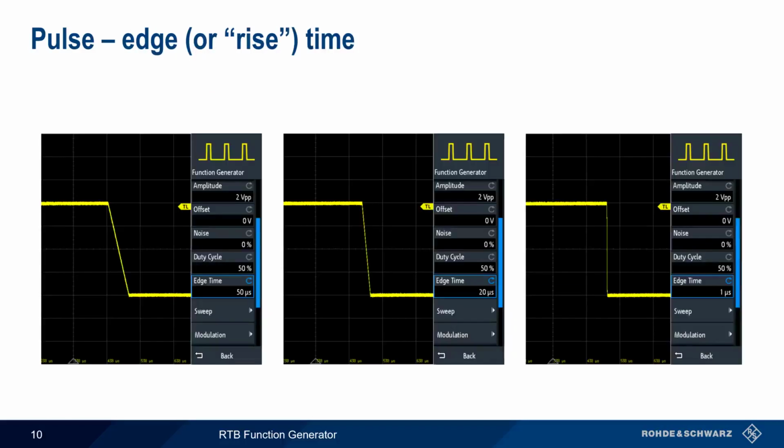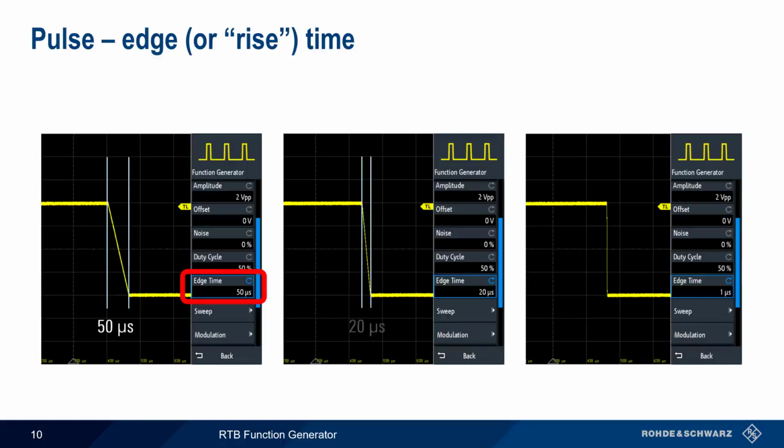The second important pulse signal parameter is edge time or rise time. This is just the amount of time it takes for the signal to transition from the high or on state to the low or off state, or vice versa. In the first example, the edge time is 50 microseconds. Decreasing edge time creates more rapid transitions, that is, more vertical pulse edges.